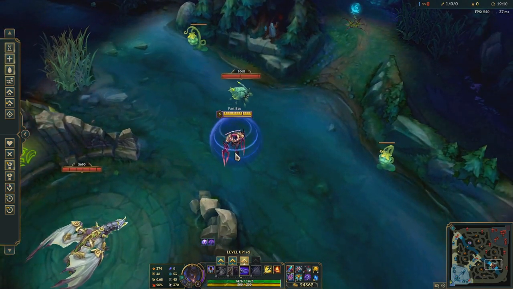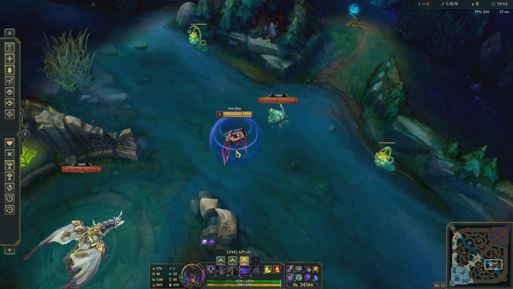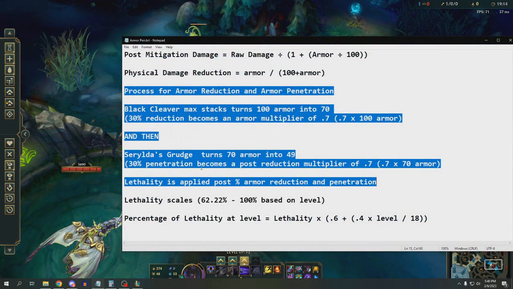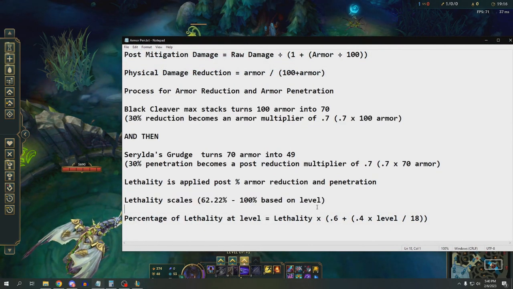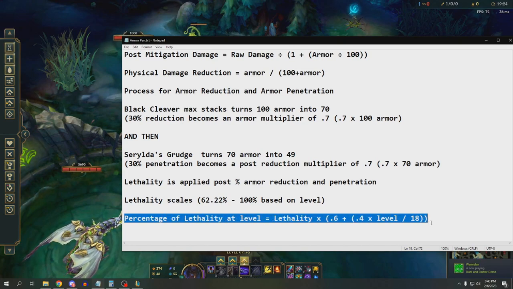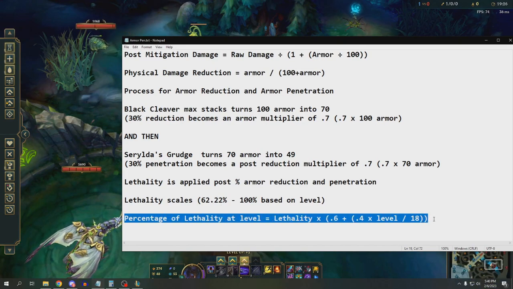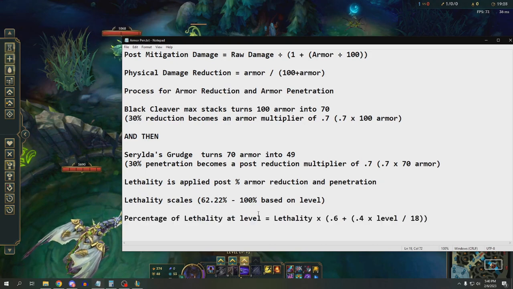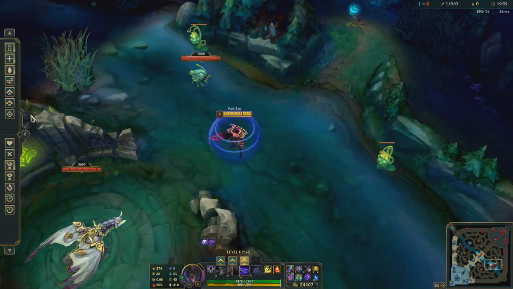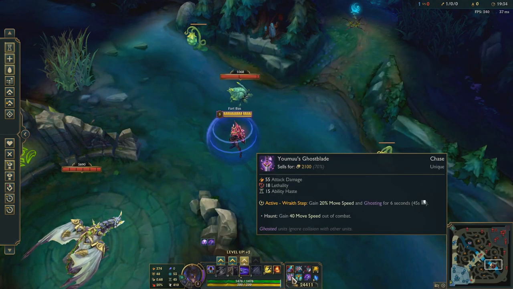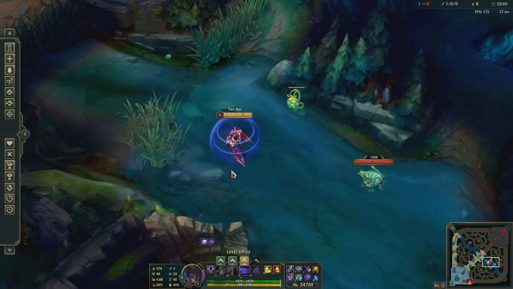One thing I want to say about lethality too is that lethality actually scales with level. And so I have right here, you can see it scales from 62.22% repeating to 100%, based on whatever level it is. This will determine what percentage it is based on whatever level you need, but it's not really important. The important thing is that you don't get the base lethality that an item says at level 1.